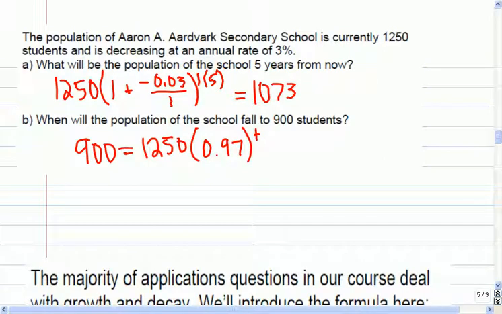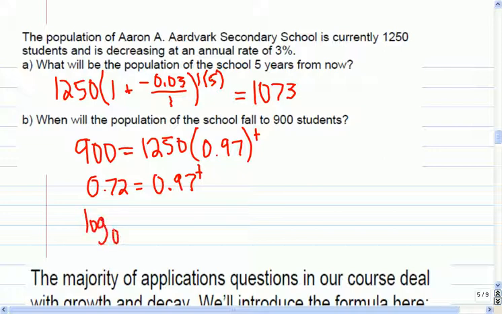So 900 divided by 1250, that's 0.72. And now I can use a log to figure out what that exponent is. So that'll be the log in base 0.97 of 0.72 equals t. And of course I need to change a base rule, so in my calculator it's going to look like this.